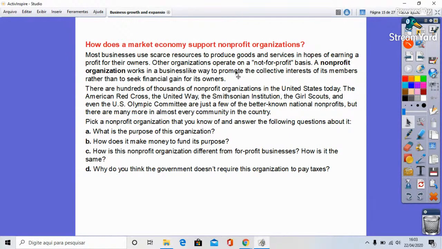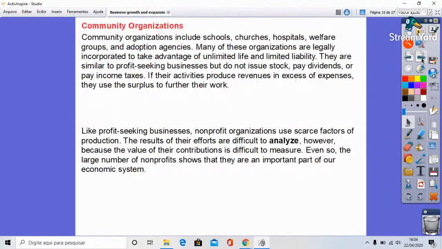So, what is different here? They work exactly like a normal organization, a normal business, okay, but they promote the collective interest of their members rather than seek financial gain for the owner. So here, what is more important are the members of this organization and not the owners. That's why we have nonprofit organizations. You have many types. You have community organizations, which are nonprofit, schools, churches, hospitals, welfare groups, and adoption agencies.